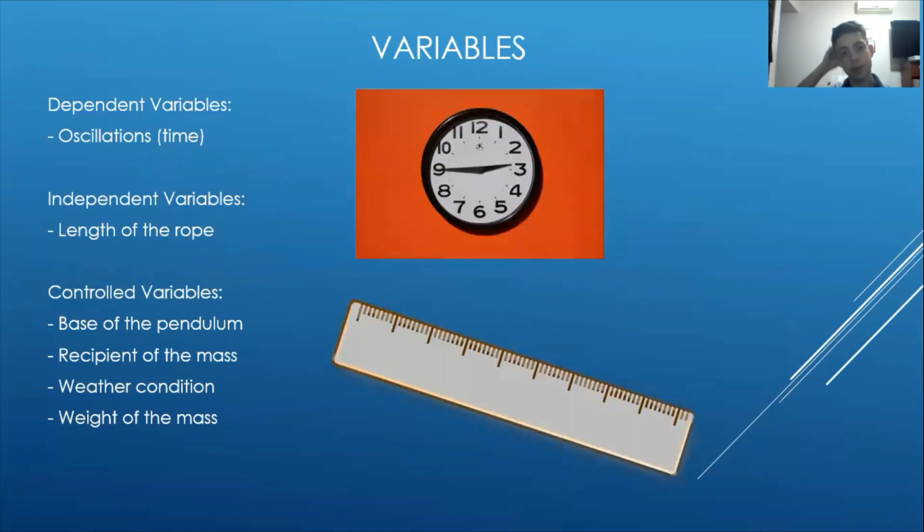The variables that I used, well, I'm going to start. Dependent variables are the ones that depend on the independent one, and in this case it is oscillations or time. Then there is the independent variable, which is the one that affects the dependent variable, and it is the length of the rope. Then we have the controlled variables, which are variables that are not supposed to change, so they don't change. In this case they are the base of the pendulum, the recipient of the mass, the weather condition, and the weight of the mass.